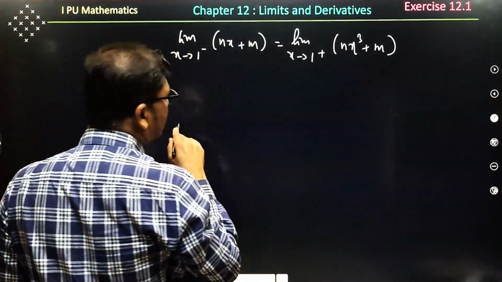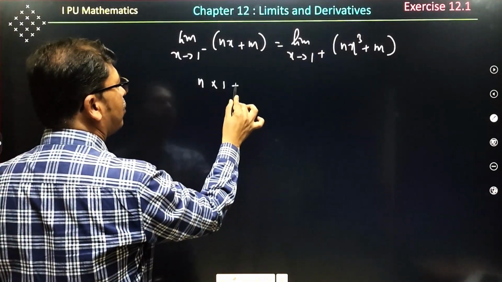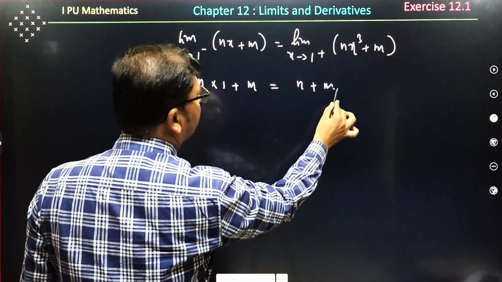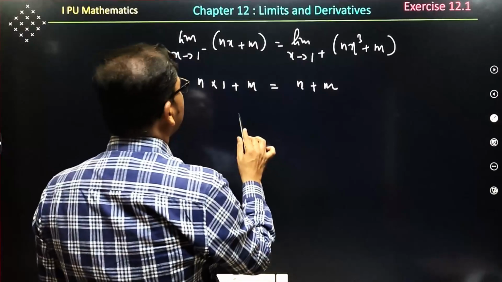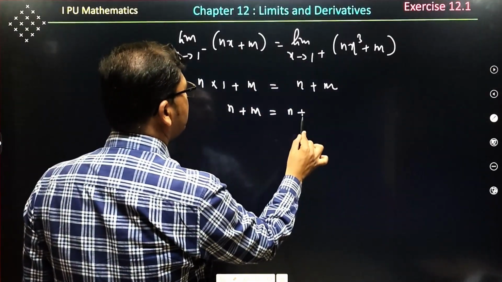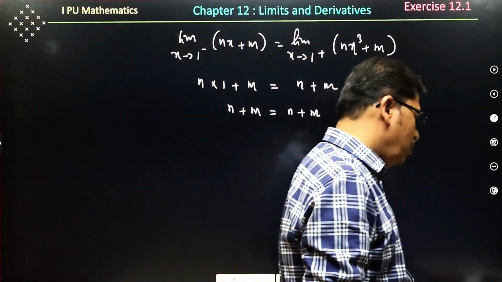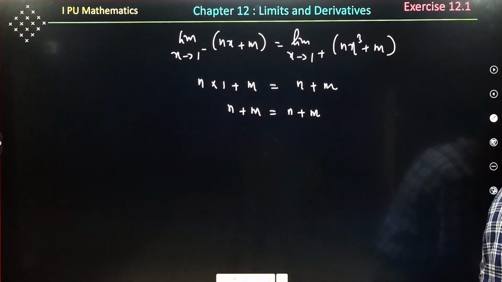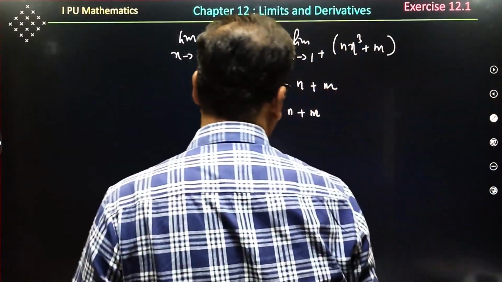So x tends to 1 minus, that is n into 1 only for calculation purpose. This is m and this is n plus m. X value is 1 here. 1 cube is 1 only. Okay. So n plus m must be equal to n plus m. See, both have same here. So what we conclude, for all values of m and n, limit x tends to 1 exists.